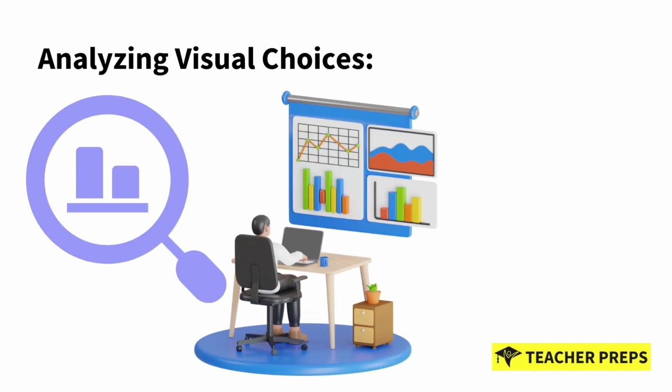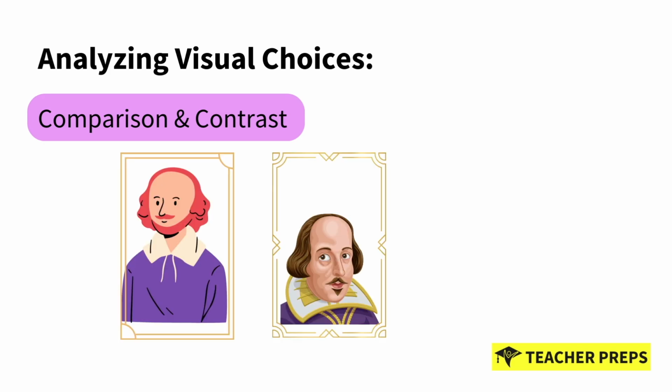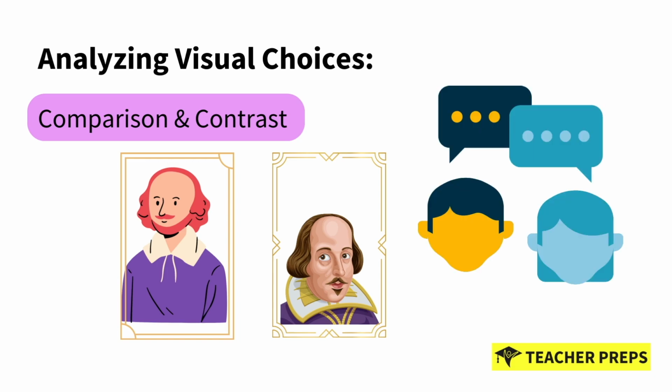Teaching methods to analyze visual choices. Here's the first one. One excellent way to help students analyze visual choices is to teach them to compare and contrast. Where teachers, you and I, we can present students with 2 artworks that use different styles but depict the same subject. Can you guess who this is? All right. Then the students discuss how each style impacts their understanding and feelings toward the subject.